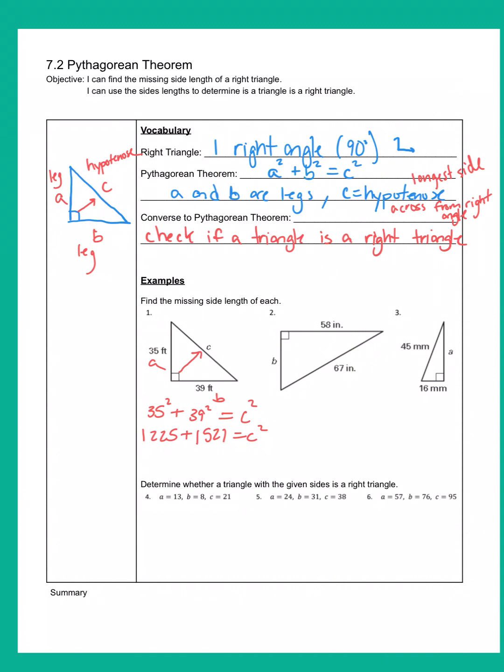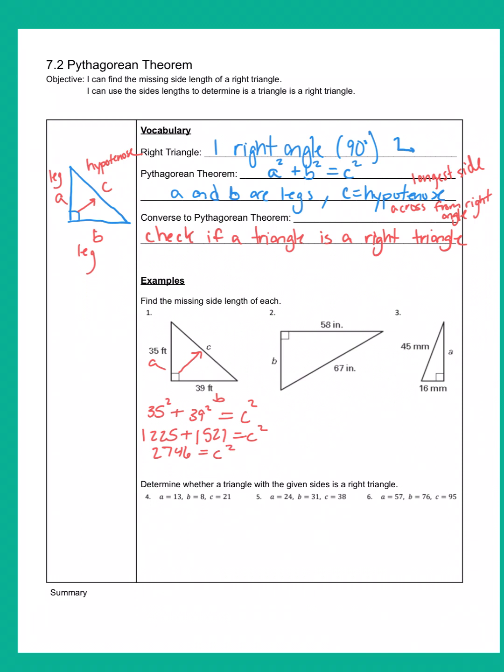Then I'm going to combine these like terms. The 1,225 and the 1,521 are like terms, so they're just plain old numbers. We're going to add those together, and we get 2,746 is equal to c squared.